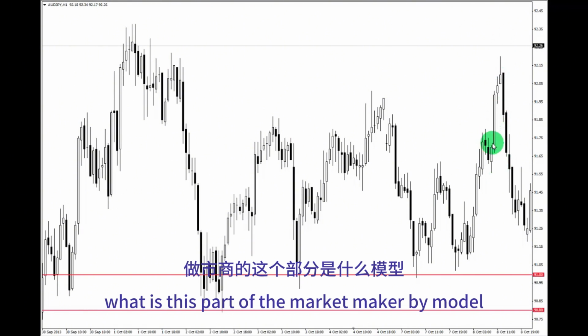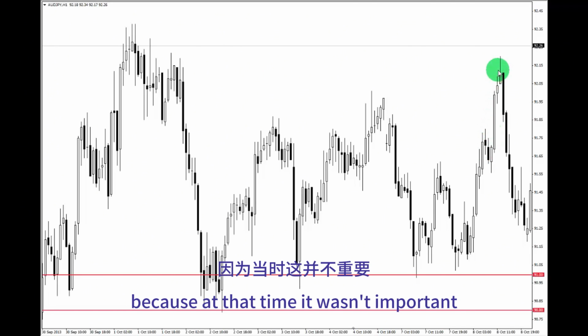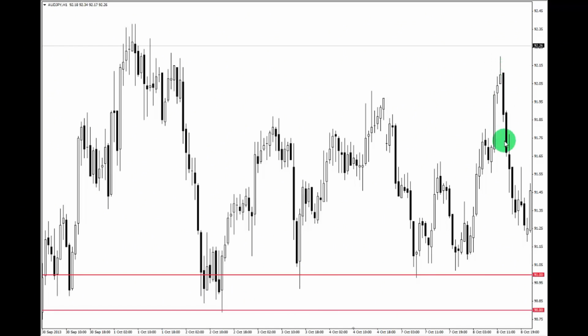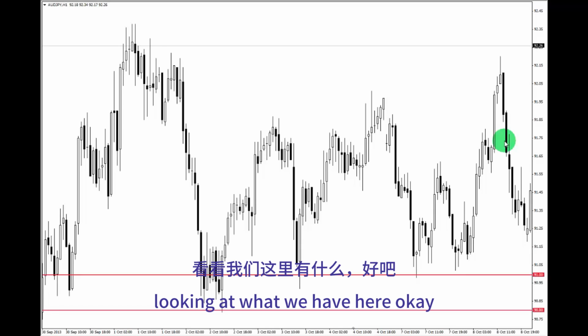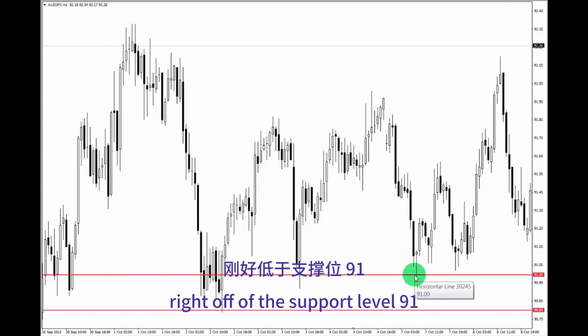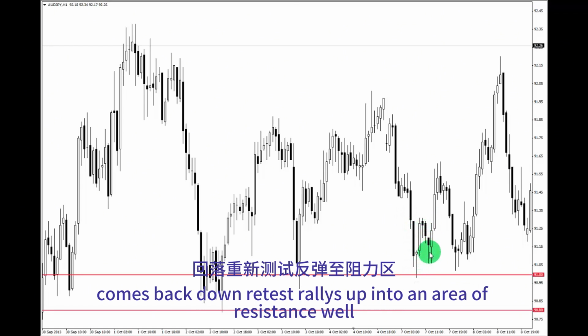What is this part of the market maker buy model that we said it wasn't important in volume 6? Because at that time it wasn't important, because I'd have to talk about what we're discussing in volume 7. So looking at what we have here, okay, we have a market maker sell profile here, right off of a support level, 91. We have a consolidation, okay, comes back down, retest, rallies up into an area of resistance.